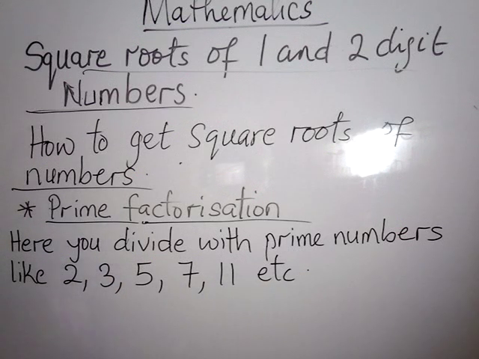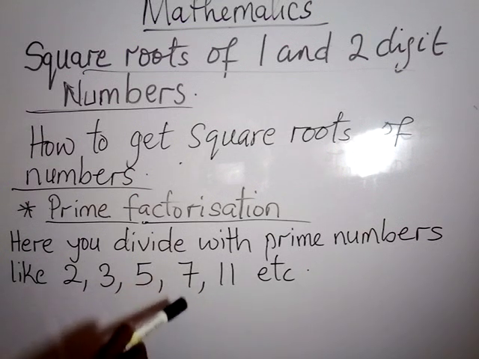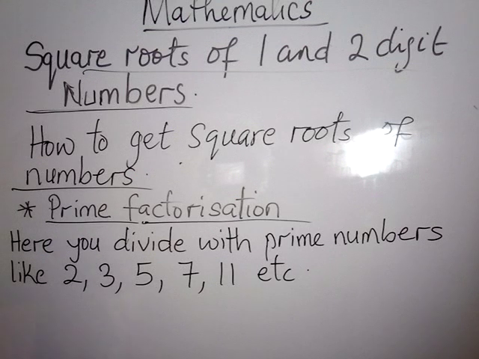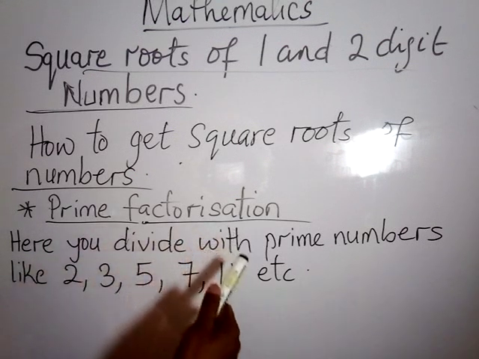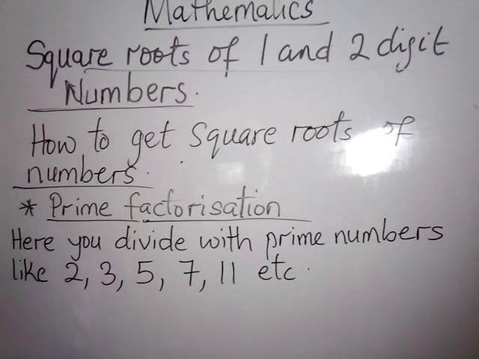And what are prime numbers? Prime numbers are those numbers that only themselves and 1 can divide without a remainder. No other number can divide them without leaving a remainder except themselves and 1. For instance, 2 is a prime number. 3 is a prime number. These numbers you see here, no other number can divide them without leaving a remainder. So in using prime factorization to get the square roots of numbers, these are the numbers that you use to divide, okay?